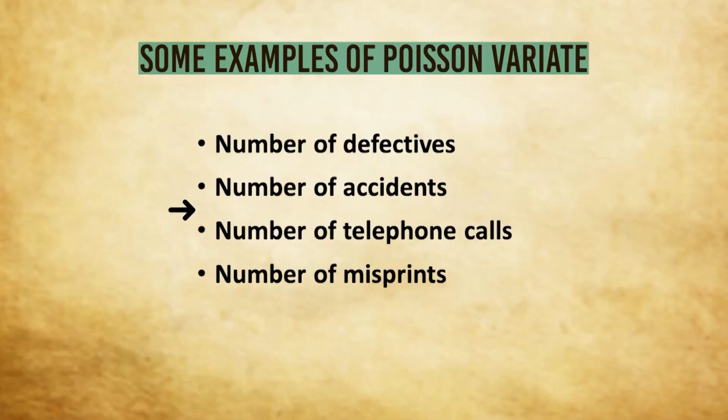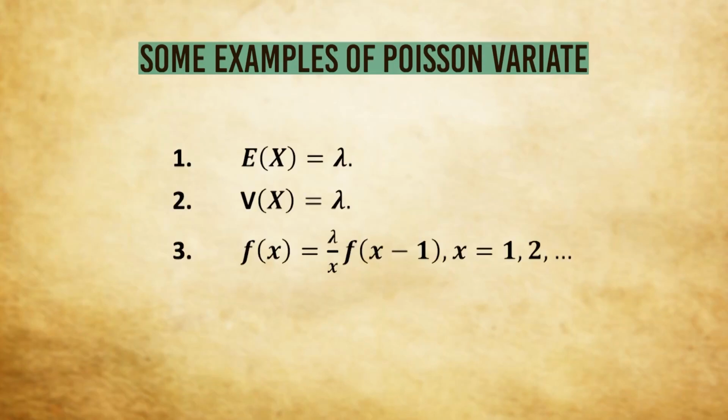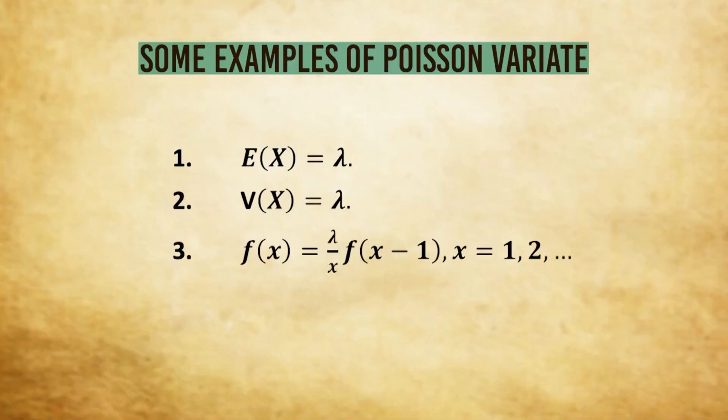Similarly, number of accidents, number of telephone calls, number of misprints. These are all examples of Poisson variate. That is, these are examples of a random variable that will follow a Poisson distribution. We come to the properties. There are not many properties, but important properties these are. Expectation of x is lambda, variance of x is lambda. That means for a Poisson distribution, both mean and variance are equal, which are equal to the parameter lambda. And the recurrence relation here is f(x) is equal to lambda by x into f(x minus 1). You can see the range of x runs from 1 up to infinity.